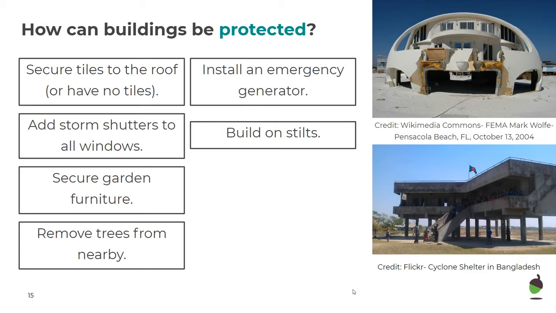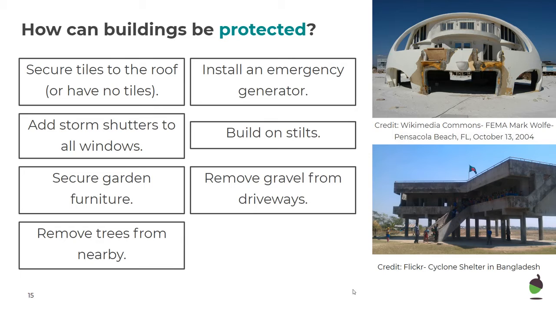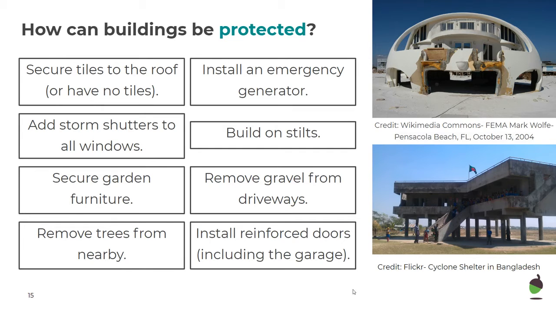due to storm surges. We might also remove gravel from driveways as well and maybe replace it with concrete or tarmac. Because if you remove the gravel, it reduces the risk of the particles from the gravel actually being entrained and damaging buildings or even causing injury to people. And lastly, we might reinforce the doors on our buildings. This includes garage doors as well. They're often a weaker area of a building. So if you combine these different strategies together, you're more likely to create buildings that can withstand the tropical storm and therefore reduce the effects.